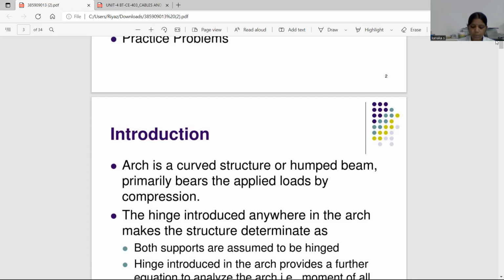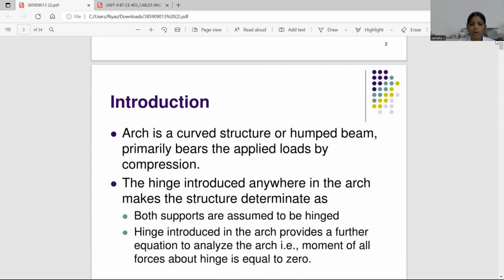That is, the moment of all forces about the hinge is equal to zero. This is the introduction of the arches.